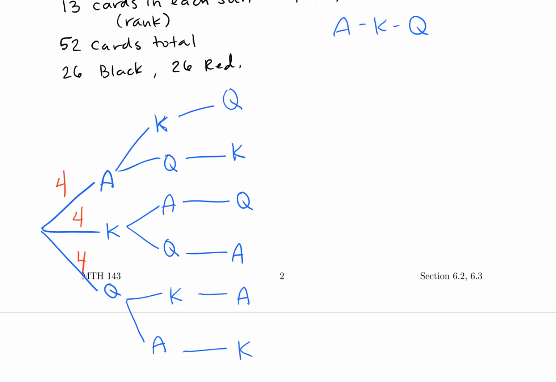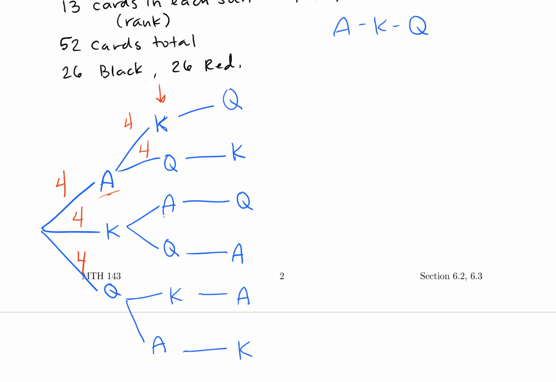Now, we've drawn a card by the time we hit the second level of branches. So now I'm looking at the second column here. But now I'm picking different cards, right? So my king, there are still 4 kings because previously I drew an ace. So I'll have 4 kings to choose from or 4 queens to choose from. The same thing is true for the second level.